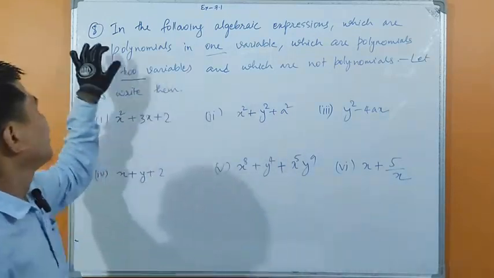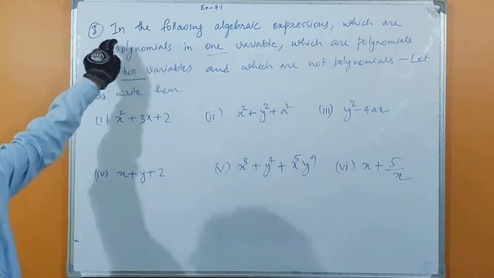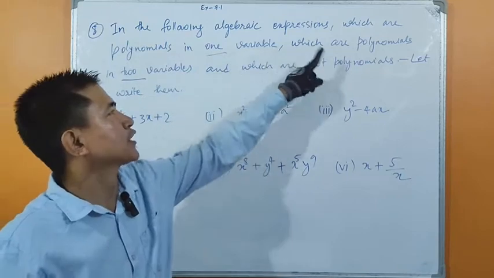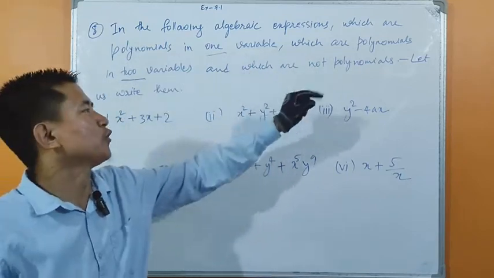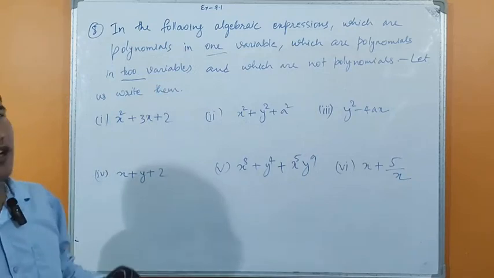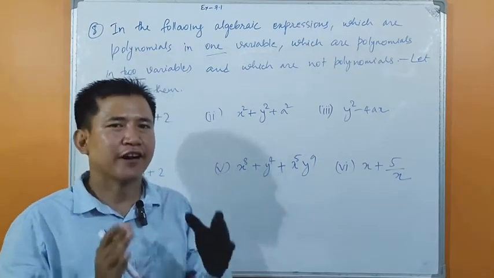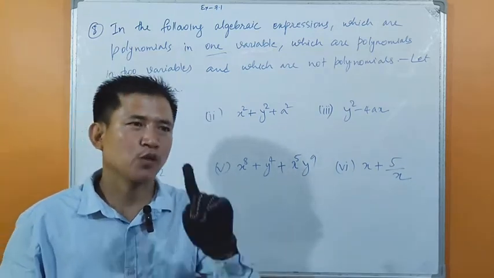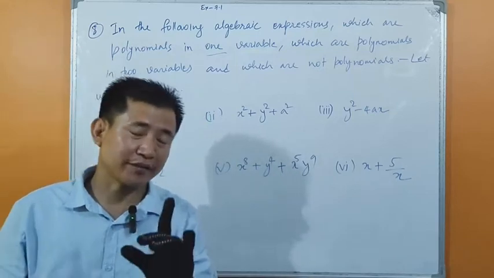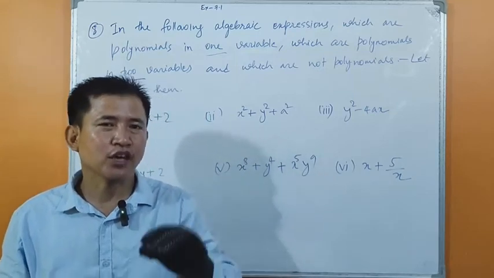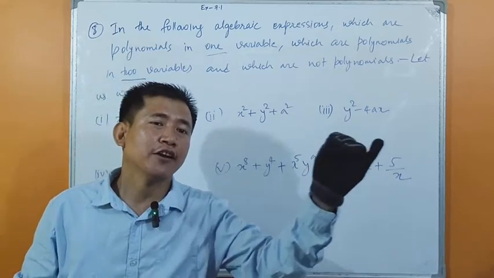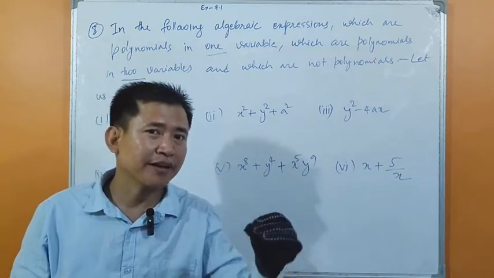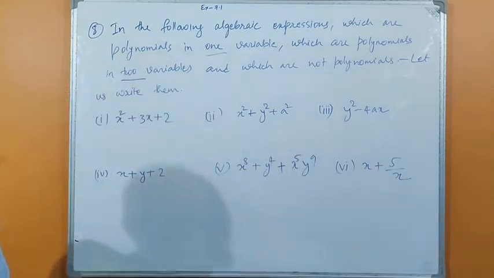Okay, let's begin this. First, let us read the instruction. In the following algebraic expressions, which are polynomials in one variable, which are polynomials in two variables, and which are not polynomials, let us write them. We are asked to identify, first, which are polynomials and which are not polynomials. And the second thing is, we are asked to identify which are polynomials in one variable and which are polynomials in two variables. Okay, now let's begin.